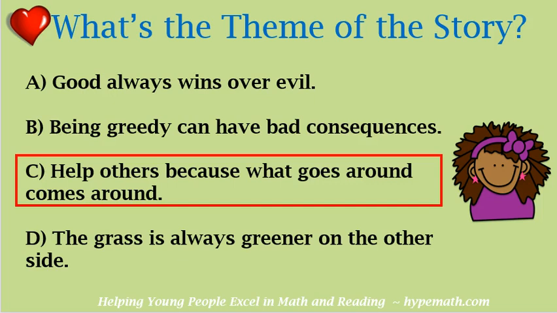But what happened is the lion got trapped in a net. The mouse ran up, gnawed the ropes loose so that he could get away, and saved him. So the heart of this story is helping others, because what goes around comes around. The lion helped the mouse because he didn't eat him, and in turn, the mouse was able to save the lion. Let's move to our next story.